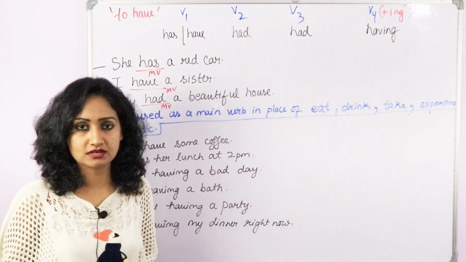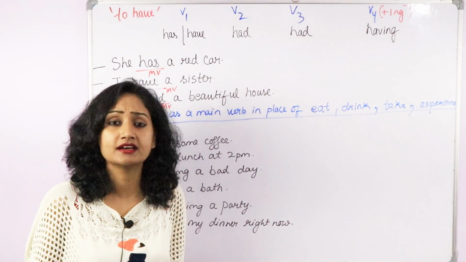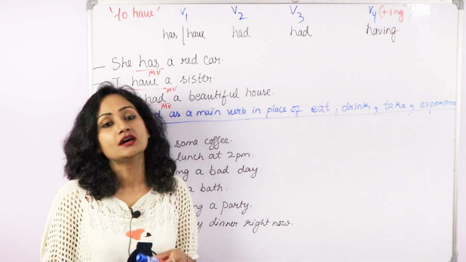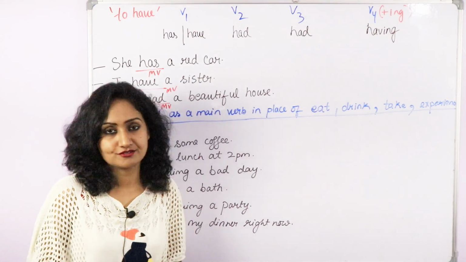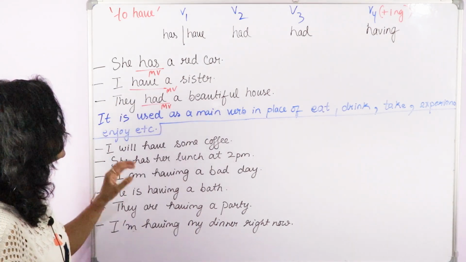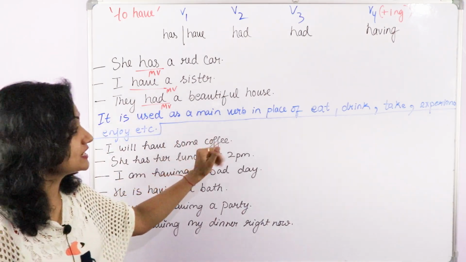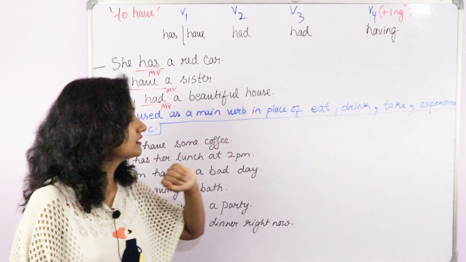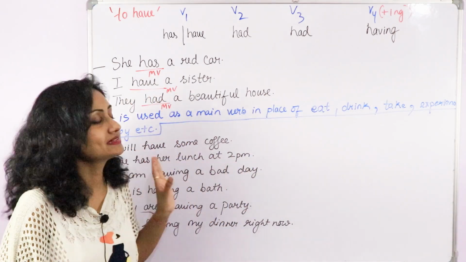Okay, I have a chocolate. I have many chocolates. I have beautiful dresses. So whenever you're talking about possessions, we use have. Next is, it is used as a main verb in place of eat, drink, take, experience, enjoy, etc.